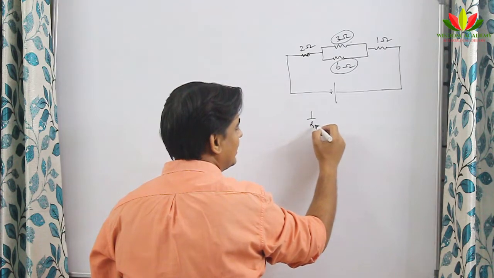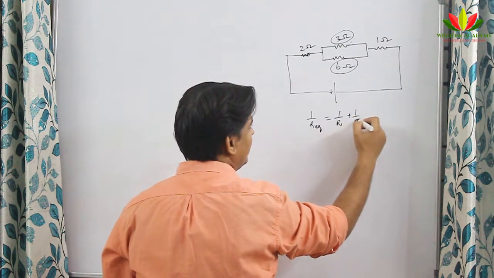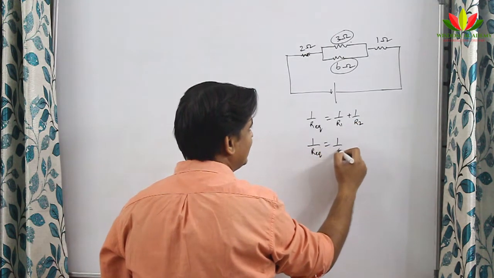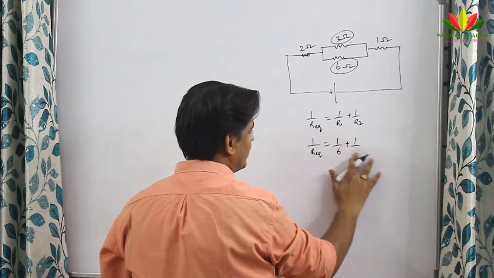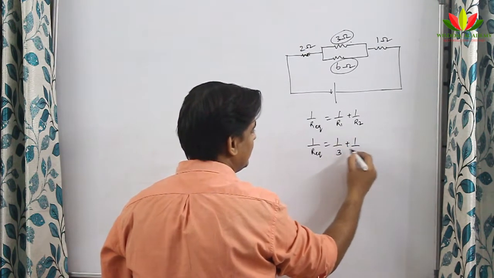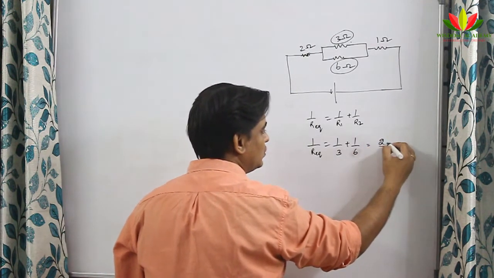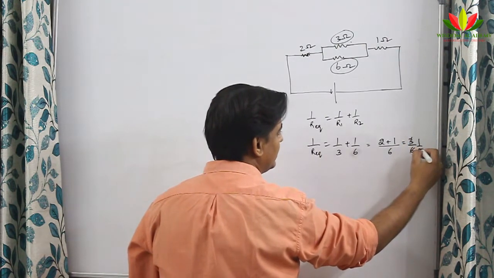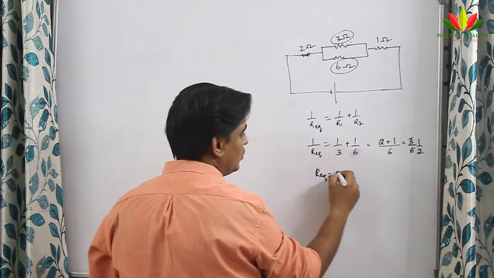1 by R equivalent will be equal to 1 by R1 plus 1 by R2. So 1 by R equivalent will be equal to 1 by 3 plus 1 by 6. If we take the LCM as 6, you will get 2 here and 1 here. So you will get 3 by 6, that is equal to 1 by 2. So 1 by R equivalent is 1 by 2, so R equivalent will be equal to 2 ohm.